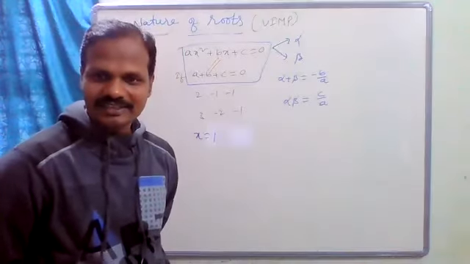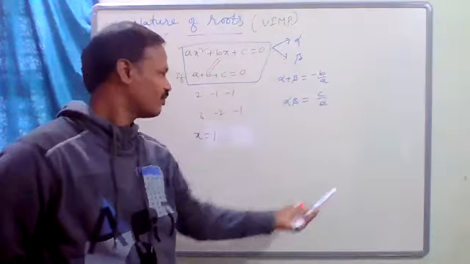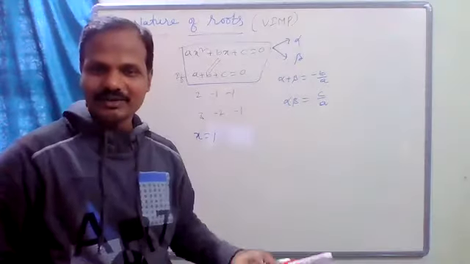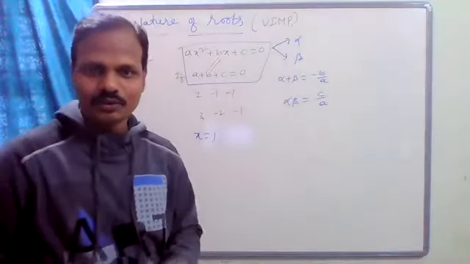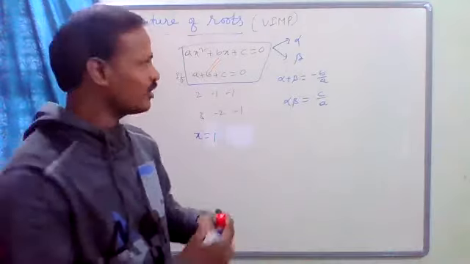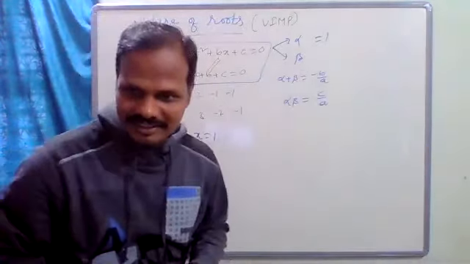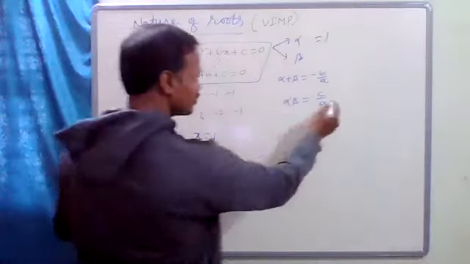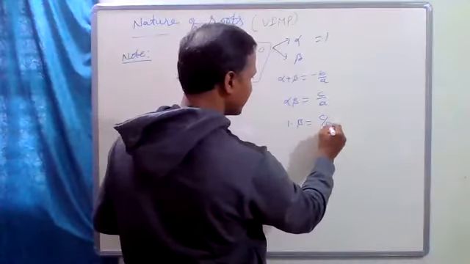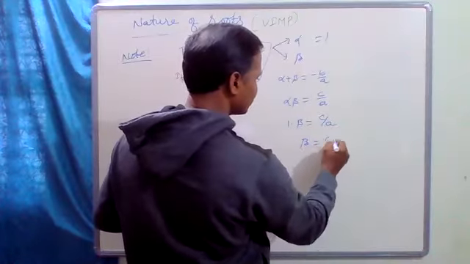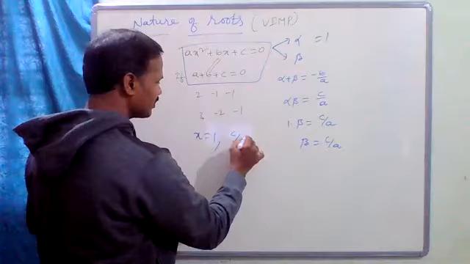Now it's very easy. One root is 1. Suppose alpha is 1. What about beta? There are two roots, alpha and beta. So alpha = 1, then what about beta? Yes, c by a. Good. The product of the roots is c by a, so alpha = 1 times beta = c by a. Then beta = c by a. So the other root is c by a.